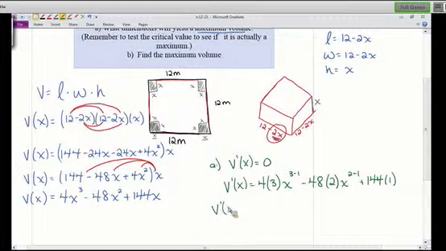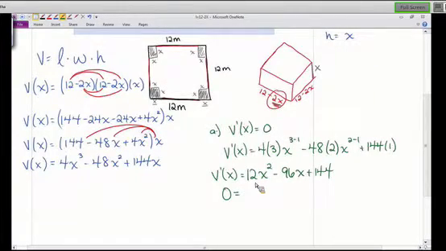Still working this out, I'm just going to simplify and multiply. So we'll get 12x squared minus 96x plus 144. So this is our first derivative. We want to now set our first derivative equal to 0 so that we can get our critical values, and from the critical values, we can determine what our maximum and our minimum will be.